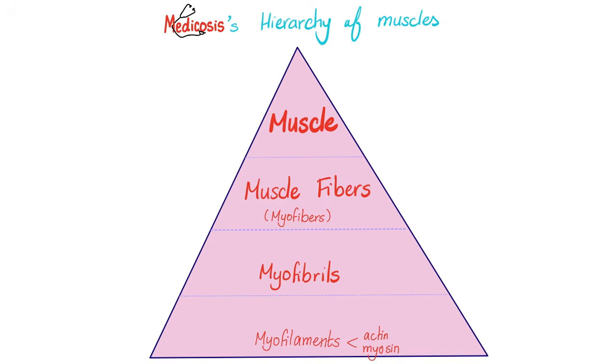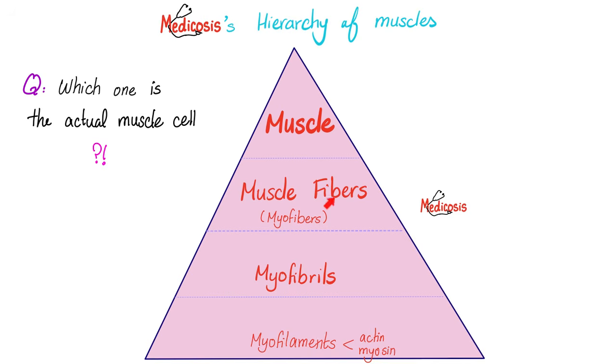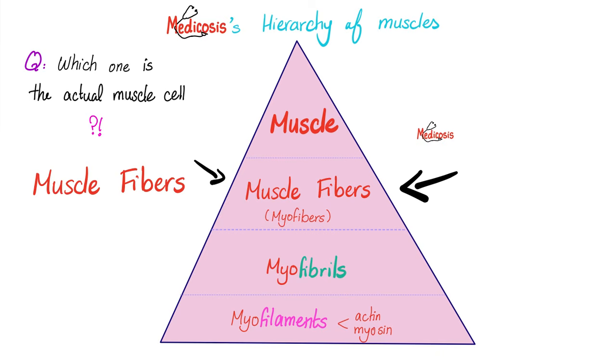Each muscle is made of a bunch of muscle fibers, also known as myofibers. The word myo means muscle. Each myofiber is made of myofibrils, and each myofibril is made of myofilaments. The myofilaments could be thin, actin, or thick, myosin. So we have muscle fibers, myofibrils, and myofilaments. Which one of these is the actual muscle cell? The answer is the muscle fiber, which means that one muscle fiber equals one muscle cell.